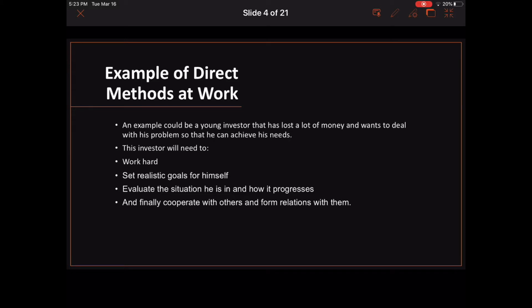Third of all, he needs to evaluate the situation and how it progresses every step of the way so that he knows when he can start investing in maybe larger, higher risk stocks with a higher reward, of course, but still without rushing things. And then finally, he needs to cooperate with others and form relations with them so that he can become a higher figure in the investing industry and can achieve hopefully his need for wealth.